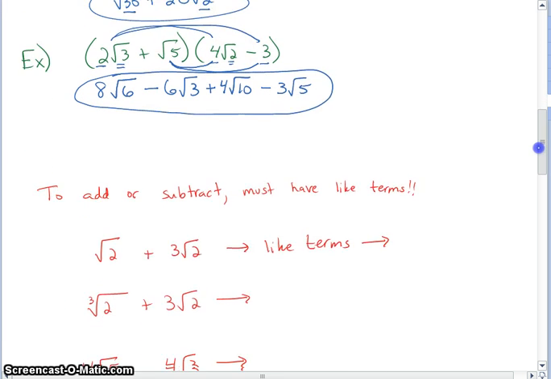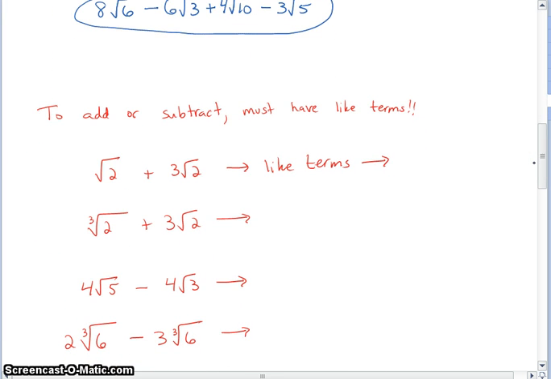Okay. So adding and subtracting, like I said, you got to have like terms. So this first example, the square root of 2 plus 3 square root of 2, those are like terms. So my final answer becomes 3 plus the 1, so that becomes 4 square roots of 2. Remember, the radical stays the same. It's just like if I were to add 1x plus 3x, you would get 4x's. Same thing.